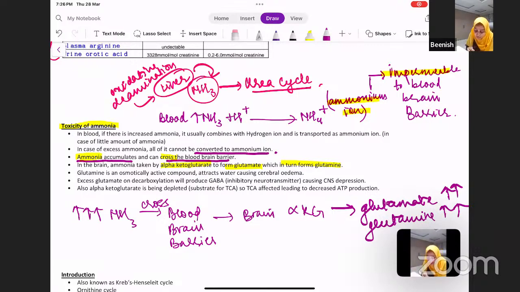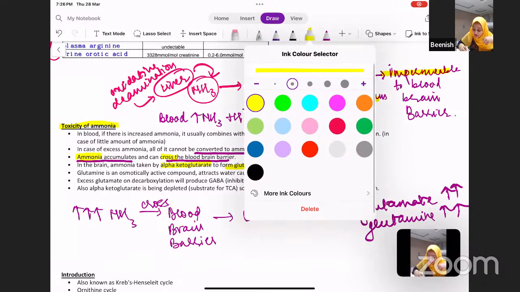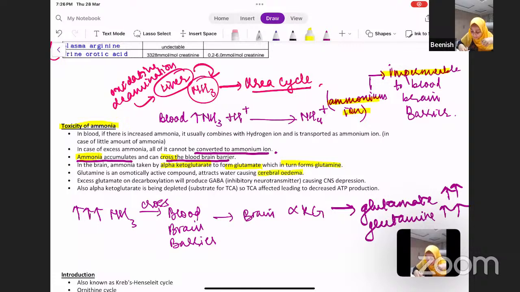So in the brain, ammonia is taken up by alpha-ketoglutarate to form glutamate, which in turn, by accepting ammonia, forms glutamine. Now glutamine is an osmotically active compound. That means it has the property of attracting water. This causes what? Cerebral edema.